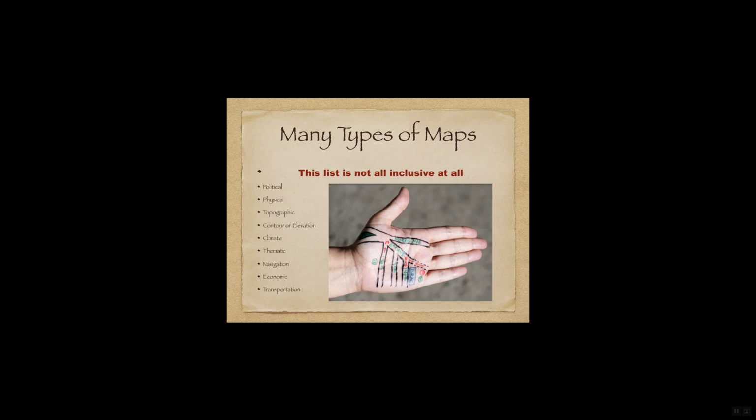So these are just some of the types of maps. They're not inclusive at all. Many other kinds, and there are more specifics within each kind, but it gives you an idea that there are many different maps, and each map has a purpose, and the cartographer or map maker has something in mind when they make that map.